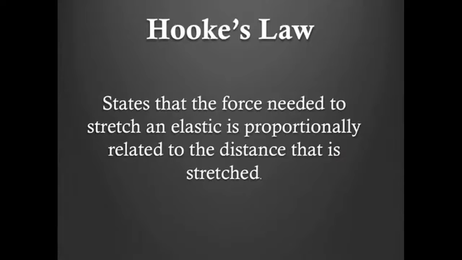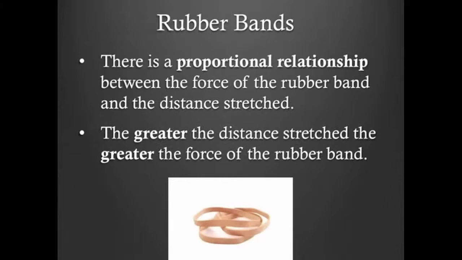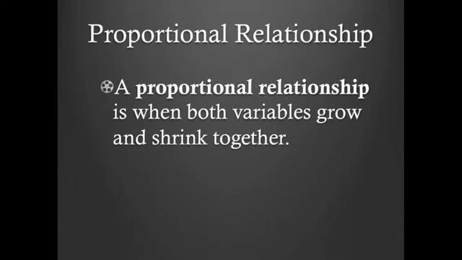Hooke's law states that the force needed to stretch an elastic is proportionally related to the distance that it is stretched. For example, with rubber bands, there is a proportional relationship between the force needed to stretch the rubber band and how far you stretch it. The greater the distance you stretch the rubber band, the greater the force needed to stretch. So a proportional relationship is one where both the independent and dependent variables grow together. When x gets big, y gets big.